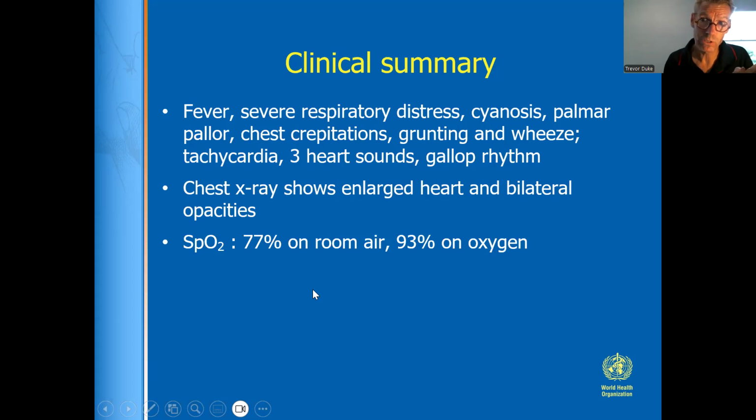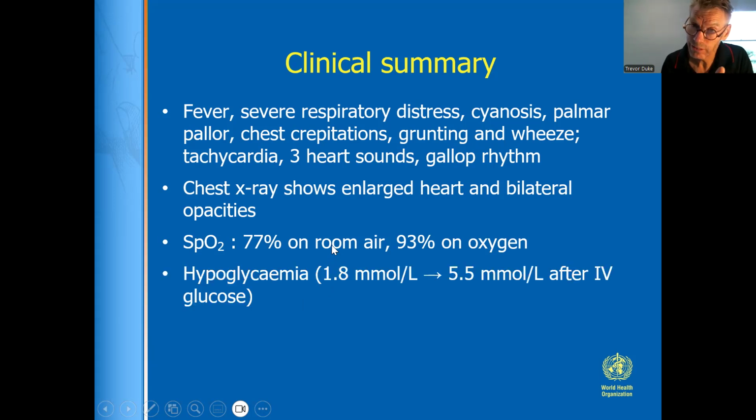His saturations were 77% in room air, and they came up to 93% when he was put on oxygen. That would rule out a couple of conditions, wouldn't it? Cyanotic congenital heart disease is clearly not the cause because his saturation improved when he was put on oxygen. Doesn't mean he doesn't have some form of congenital heart disease underlying it, like a ventricular septal defect, but he wouldn't have, for example, a tetralogy of Fallot, because the saturations wouldn't improve if he had, when he's put on oxygen.